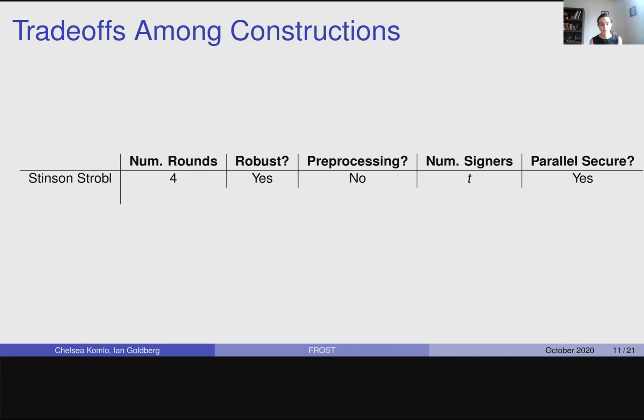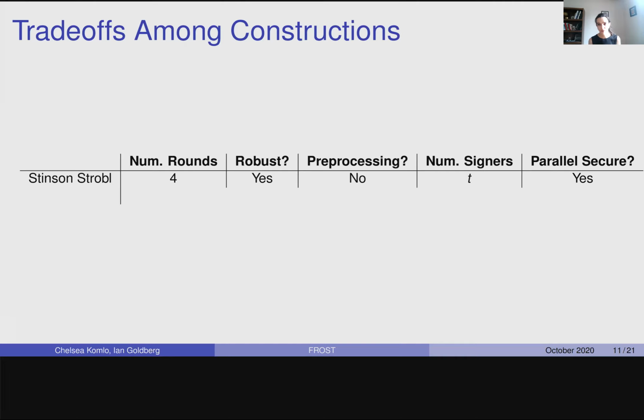And so just a brief comparison of where Frost sits against some Schnorr threshold signature schemes. So Stinson-Strobel is one often cited example. Stinson-Strobel requires 4 signing rounds among participants. It is robust, so if any of the participants misbehave, there's a mechanism to kick them out and continue in the protocol. There's not really a good pre-processing round, so these 4 rounds need to be done all at once when issuing the signature.